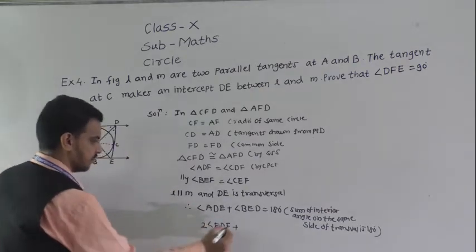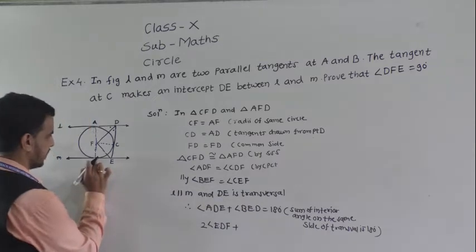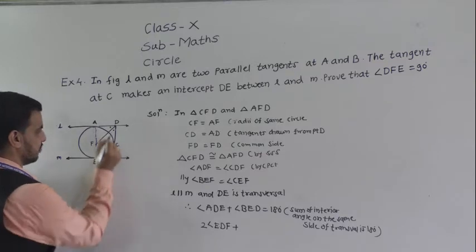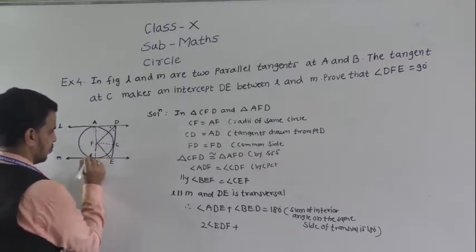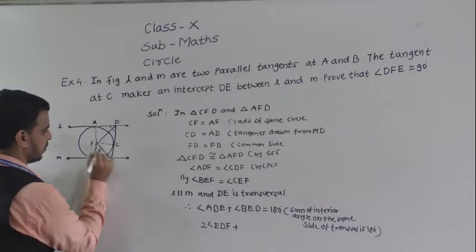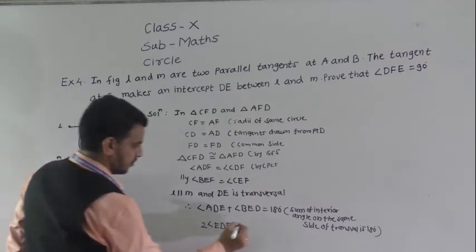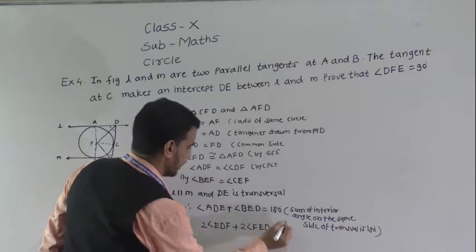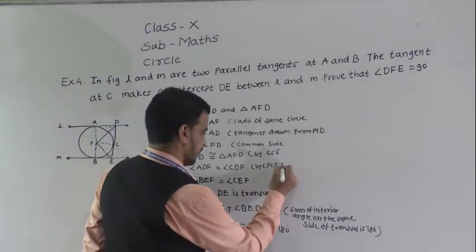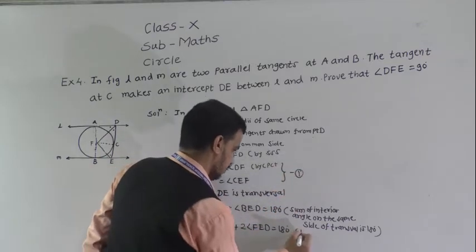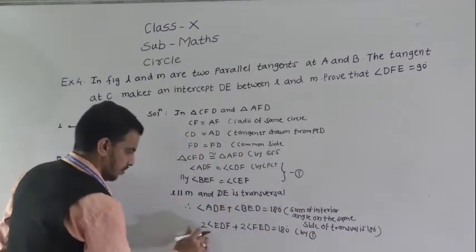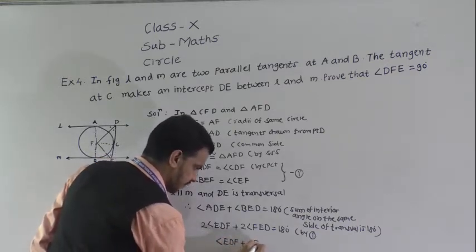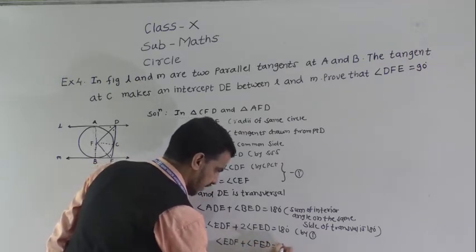So two angle EDF plus, similarly angle BED, we can write as two angle FED, because these two angles are equal. So angle BED is two times angle FED. So two times angle EDF plus two times angle FED is equal to 180 degrees, by using 1. Now if we divide by 2, angle EDF plus angle FED is equal to 90 degrees.